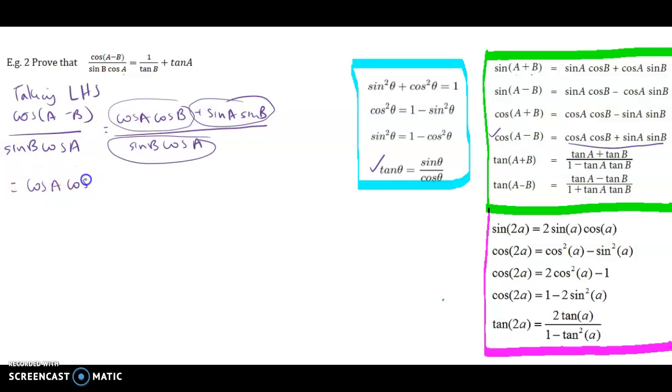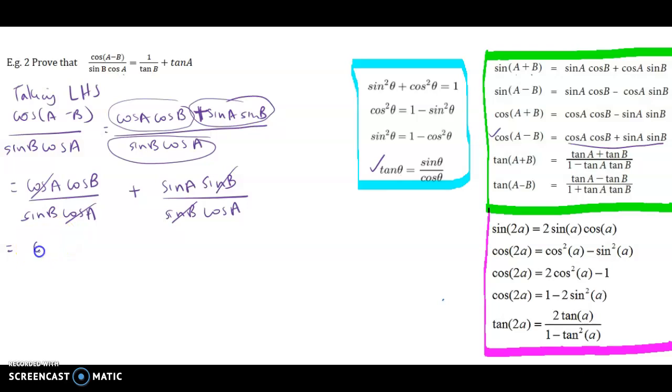So I could put cos a cos b all over sine b cos a, plus, since there's a plus sign here, sine a sine b all over sine b cos a. Now this is very nice. So now I can start to cancel cos a and cos a. Oh sorry, not this one. It'll be sine b and sine b.